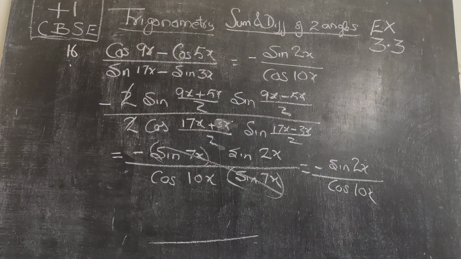So that's all. A very simple one, straight application of the formula. The only thing you must be thorough with is that cos x minus cos y is minus 2 sin (x plus y) by 2 sin (x minus y) by 2. Now I go to the 17th problem.